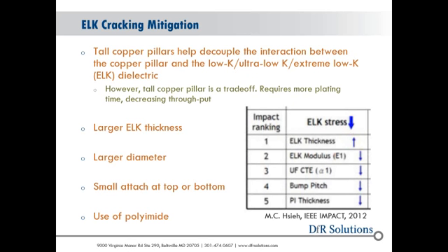I can make for a larger diameter copper pillar, or as we talked about a lot, we can reduce that attach. That very small attach at the top, or at the silicon point of connection, or at the bottom, like that copper pillar on trace that we talked about as well. And then the polyimide, which is that cushion, also helps with the ELK.